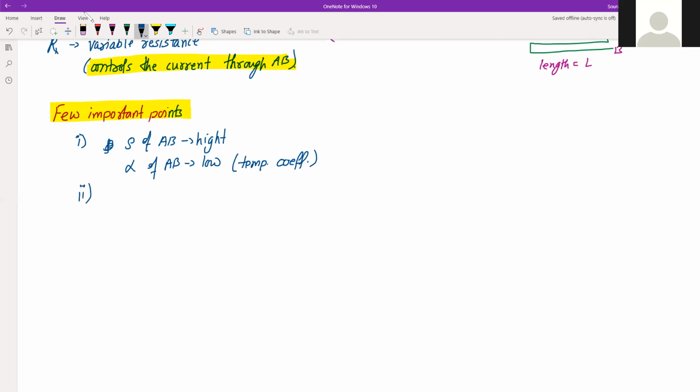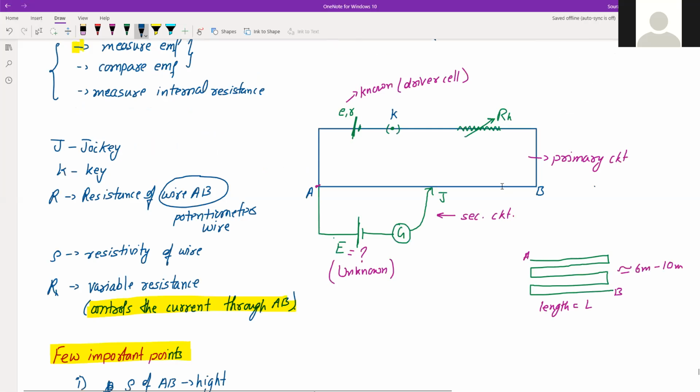Second point is all higher potential points, that is the terminals of primary and secondary circuits, must be connected together at point A, and the lower potential points must be connected to point B or the jockey. If you see here, the higher potential, that is plus, and this plus, they are connected to A, and the lower potential is connected to, you can see here, B or through the jockey.